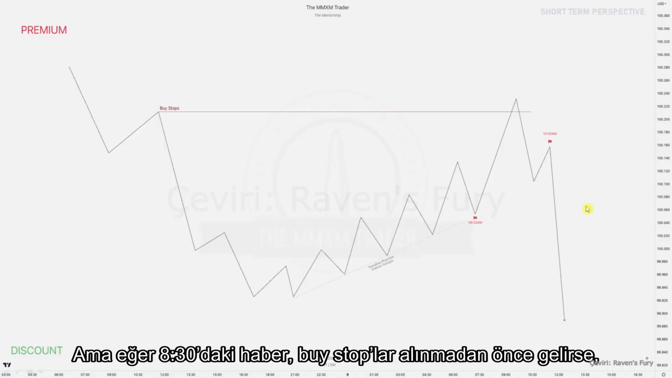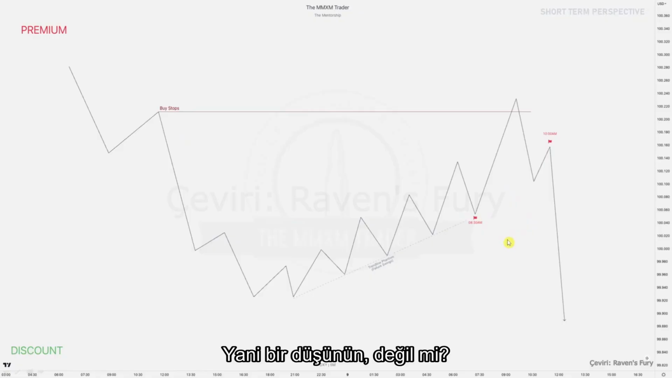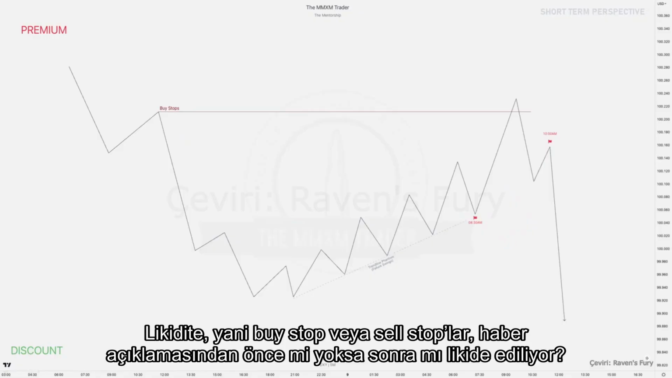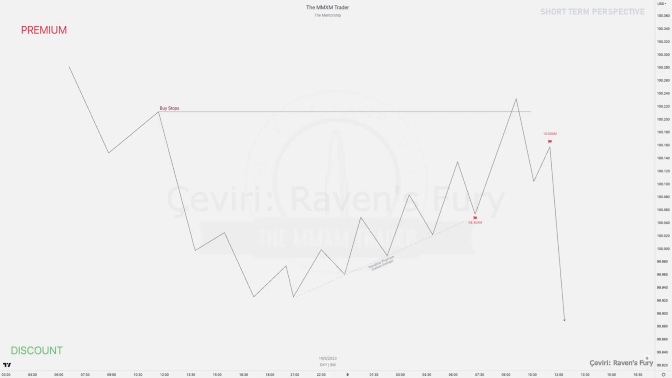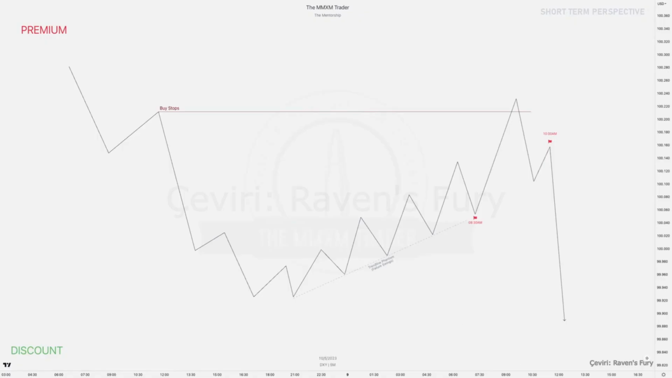Now, if we have 8:30 news before those buy stops have been liquidated, right, then it's highly likely we're going to get a fake move first and then a continuation after. So think about it, right? Is liquidity being liquidated, or are buy stops or sell stops being liquidated after or before that news release? And then we can think about, is it more likely we have a continuation, or is it more likely we're going to get a fake move first and then a continuation?